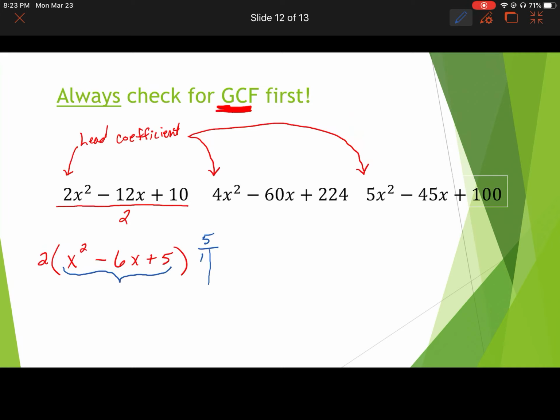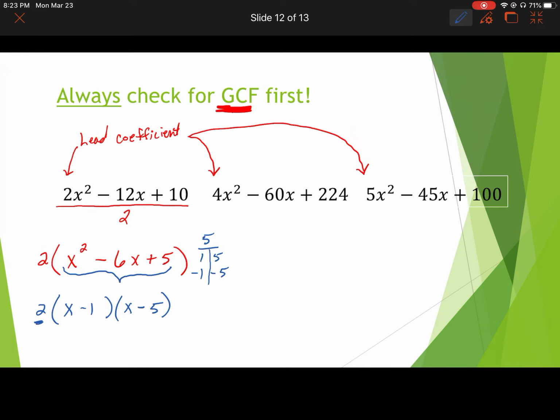Well, 1 times 5 almost does it, right? But that adds up to a positive 6. So we actually have to make these both negative, because if I multiply them, I get a positive 5, but if I add them, I get a negative 6. So my factors end up being x minus 1 and x minus 5. And notice I have that 2 hanging out in front because it's still a factor of our original trinomial.